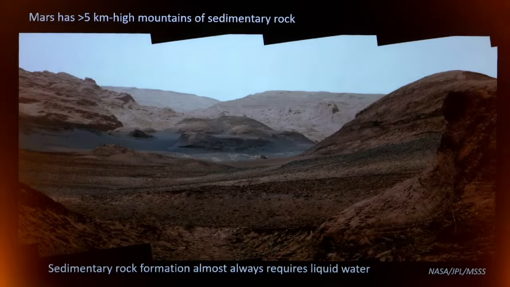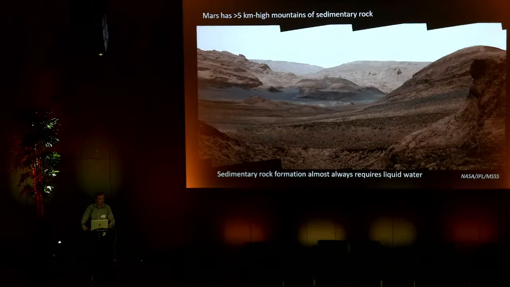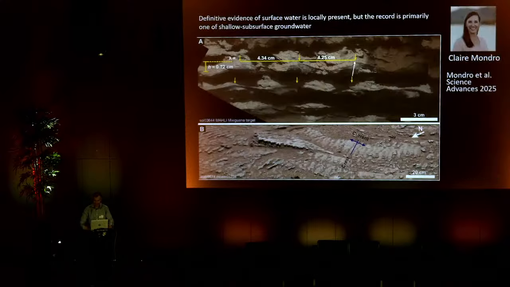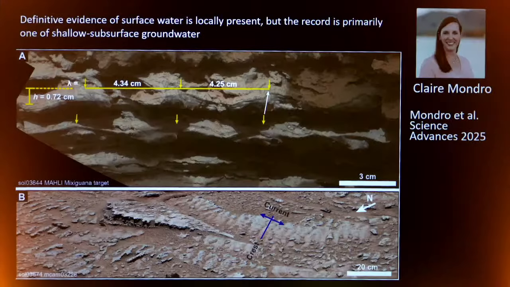In addition to the alluvial fans and deltas, we see 5-kilometer high mountains of sedimentary rock. And these are Hesperian and Amazonian in age. Since sedimentary rock formation almost always requires liquid water, the distribution of these sedimentary rocks is a proxy for the availability of at least small amounts of liquid water. When we look closely at this record with the Curiosity rover climbing Mount Sharp in Gale Crater, we see that definitive evidence of surface water is locally present.